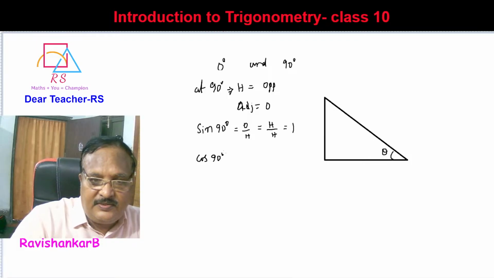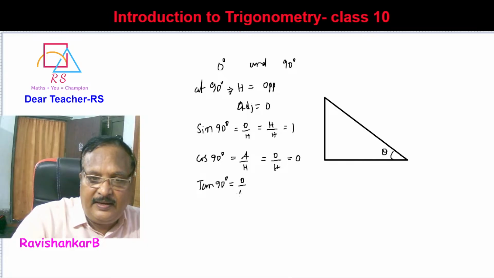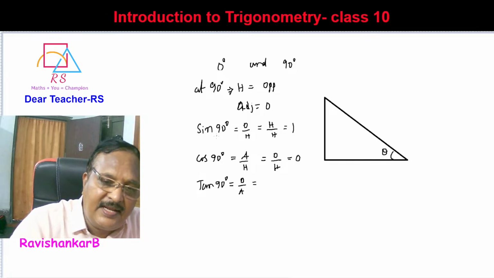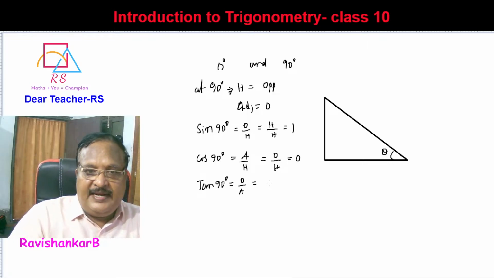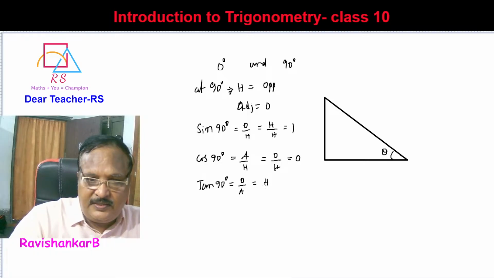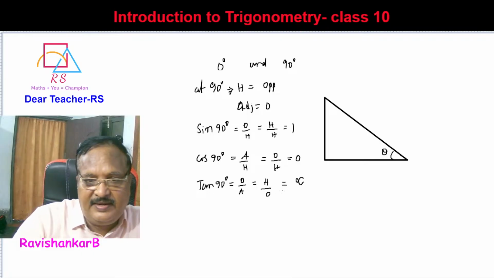Cos 90 is equal to adjacent side by hypotenuse. The adjacent side is already 0, so 0 by the hypotenuse is 0. Now tan 90 is opposite side by adjacent side. You can also write sine 90 by cos 90. The opposite side is the hypotenuse and the adjacent side is 0, and anything divided by 0 is not defined.